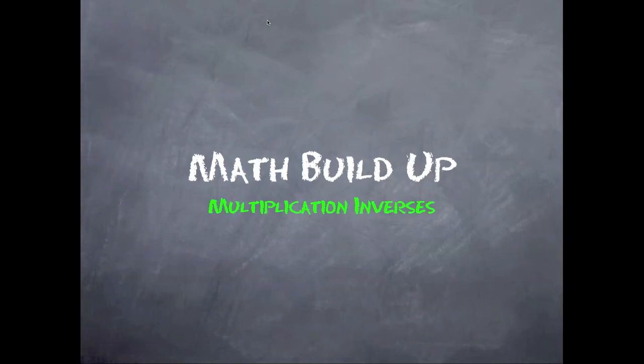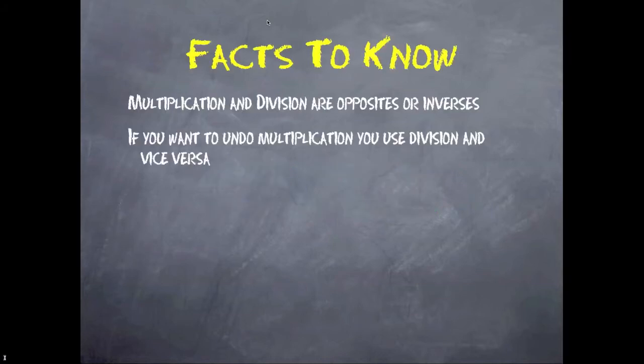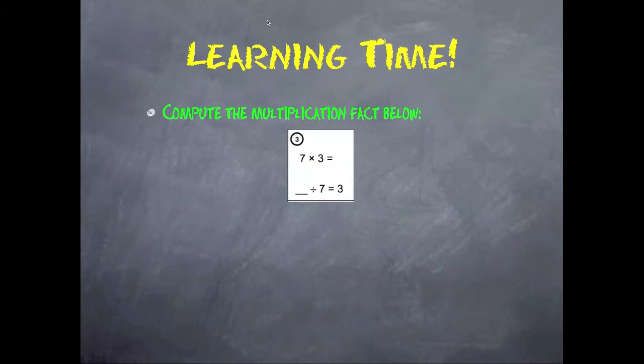Okay, this video covers the math buildup concept of multiplication inverses. Alright, so some facts to know. Multiplication and division are opposites, or inverses, of each other. Basically, if you want to undo a multiplication problem, you use division, and vice versa, meaning if you want to undo a division problem, you do multiplication. So let's do an example.